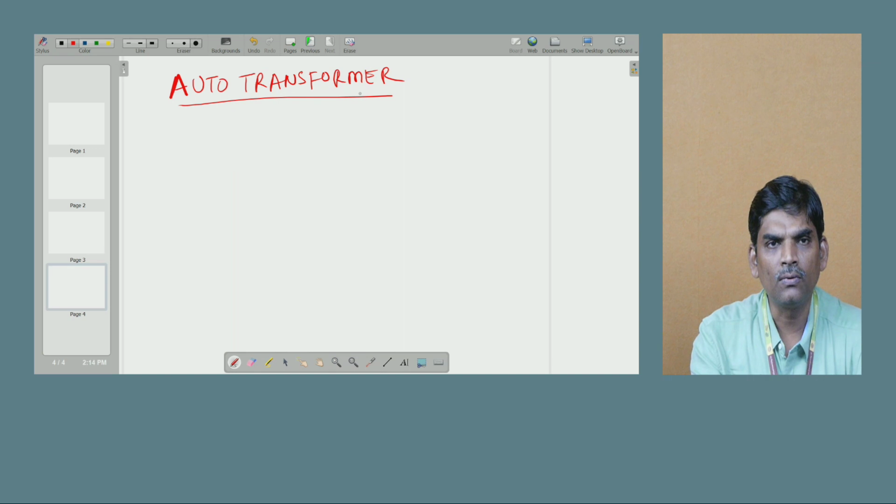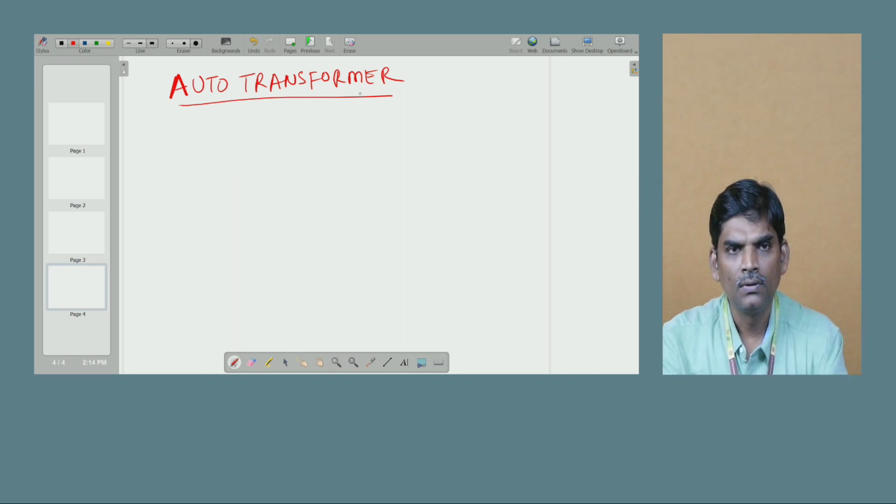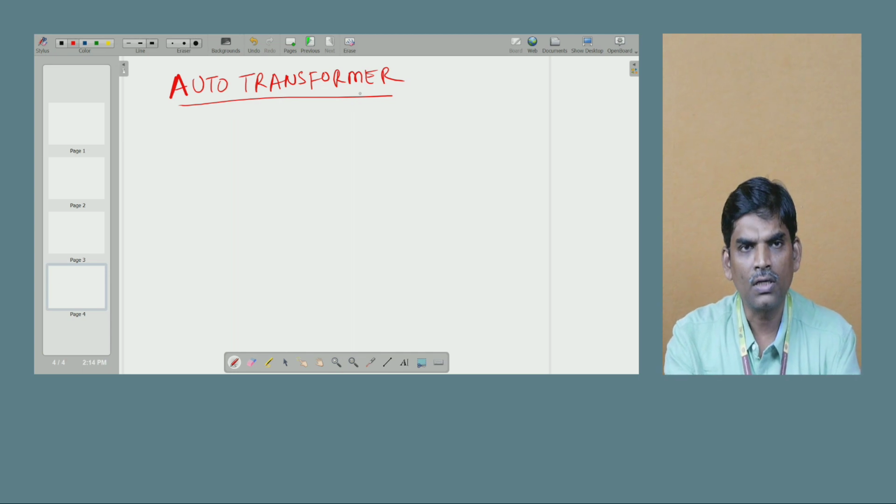Today I am going to explain about the autotransformer. An autotransformer is a transformer that has only one winding. Normally we know the two winding transformer.